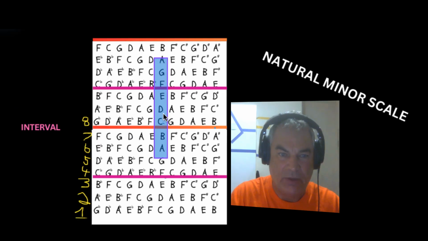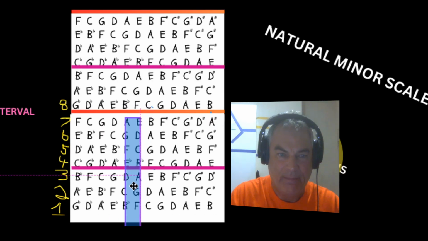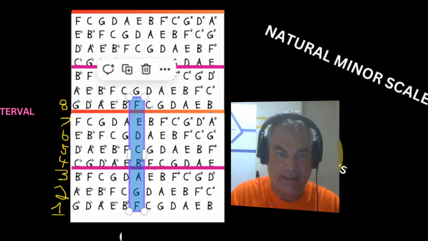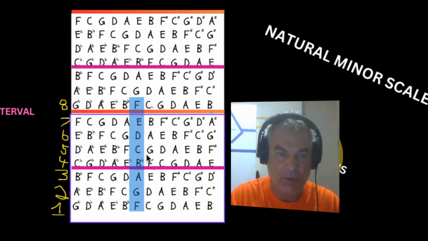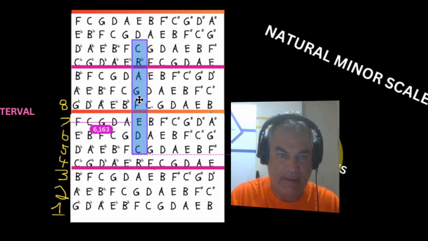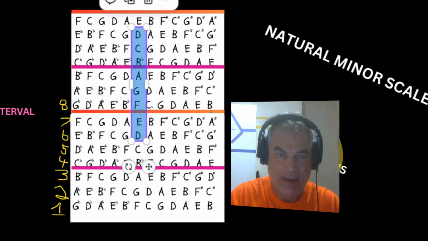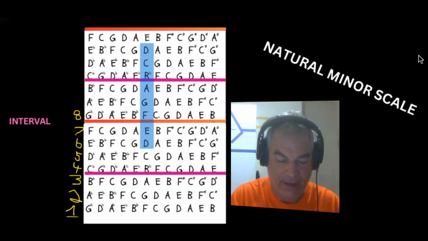If you go to the F major scale, there it is. I'll play F. And now I'm going to move it all up to the 6th degree. And now I'm going to play a D natural minor scale.